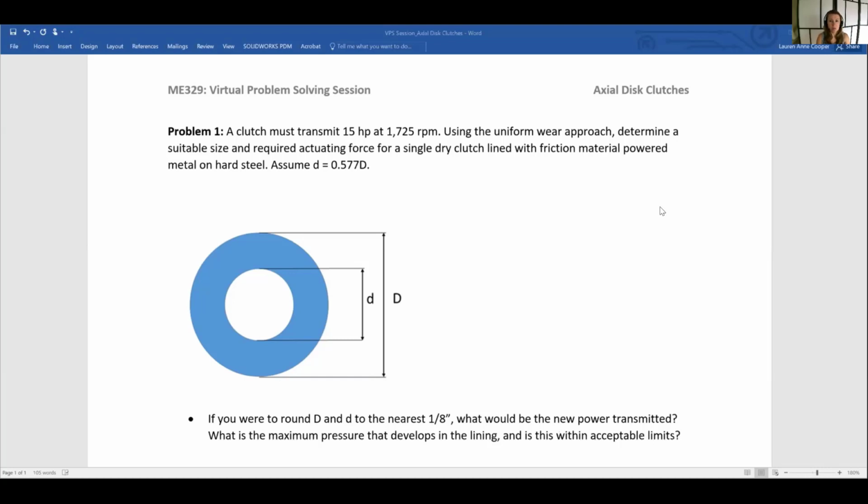Using the uniform wear approach, determine a suitable size and required actuating force for a single dry clutch lined with friction material, powdered metal on hard steel. Assume that the inner diameter of the clutch equals 0.577 of the outer diameter of the clutch, and I'll explain where this comes from later. I'm going to show you what this looks like in my analysis tool and what equations you should be putting into your tool.